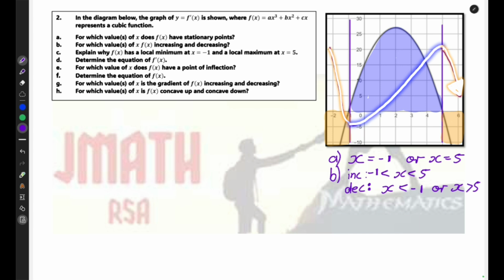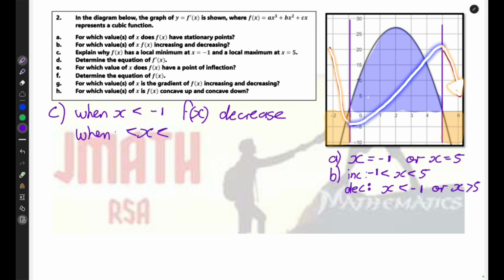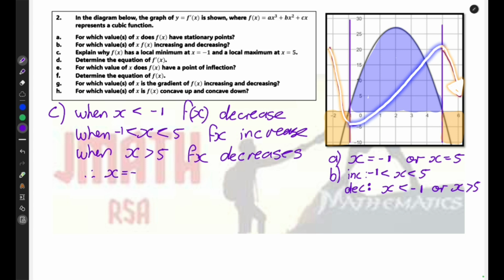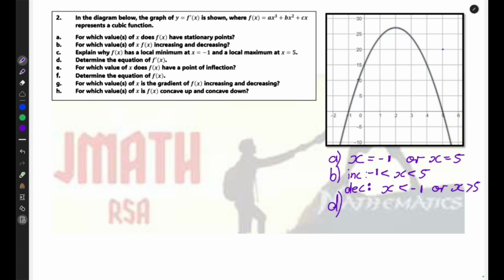So to answer the question, I'm just going to write it on the side because there's more space. When x is smaller than -1, f(x) decreases. Then you can say when x lies between -1 and 5, f(x) increases, and when x is greater than 5, f(x) decreases again. Then I can say, therefore, x equals -1 is a local minimum, and x equals 5 is a local maximum. If they see that you know when it's increasing and decreasing, you will get your marks for question C. Question D, determine the equation of the derivative.